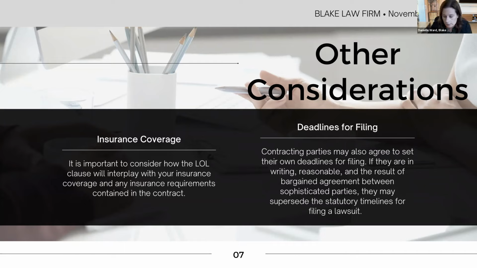Another thing to look at is deadlines in contracts. Limitation of liability provisions may provide their own statute of limitations or some deadline, which will be upheld if it's in writing and reasonable, and if it appears to be the product of a negotiation. In that case, the deadline may supersede what's provided by statute. So that's something to be careful to look at when negotiating, and of course, when you're reviewing that contract, if anything goes awry.